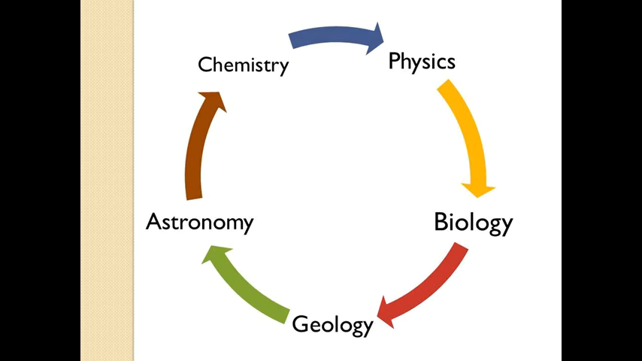First branch is chemistry. Second branch of science is physics. Third branch of science is biology. Fourth branch of science is geology. And the final branch of science is astronomy. These are the 5 main branches of science. It's very, very important to know in this life.